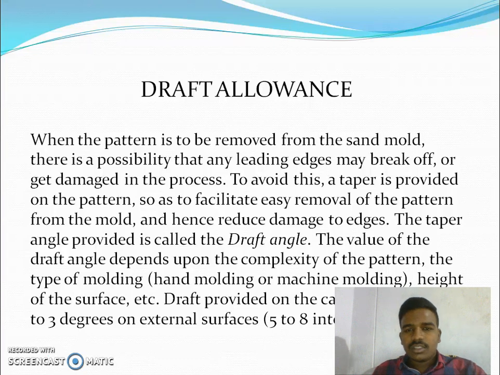So the third is draft allowance. When a pattern is removed from the mold cavity, some metal may stick to the pattern and the mold may be destroyed. So for this purpose draft allowance will be given. This draft allowance means some taper angle will be given on the pattern to take out the pattern easily from the mold cavity, and the angle will be 1 to 3 degrees. This much taper will be given to the pattern to take it out easily from the mold.